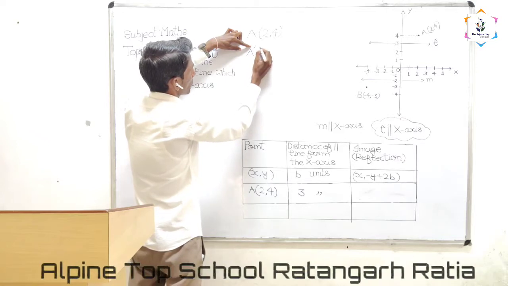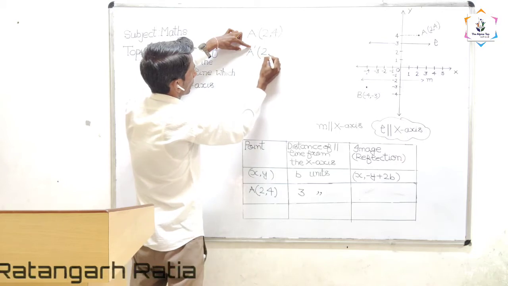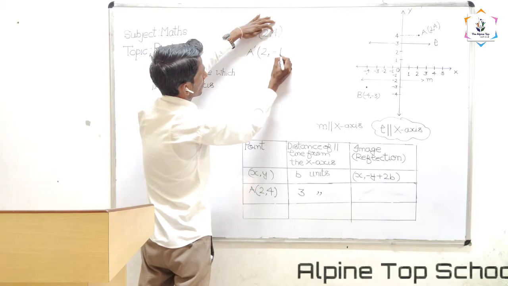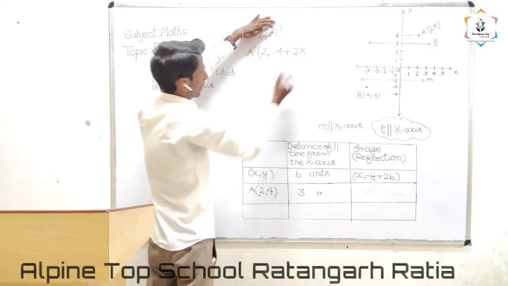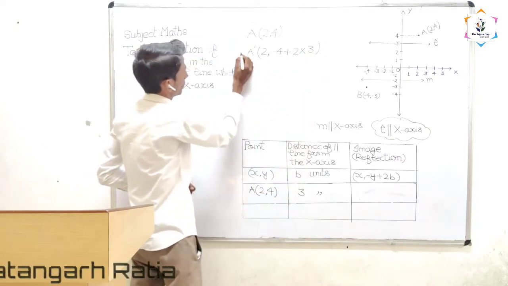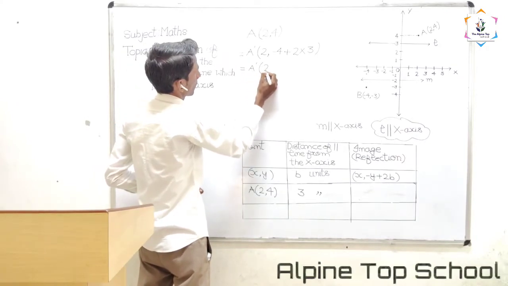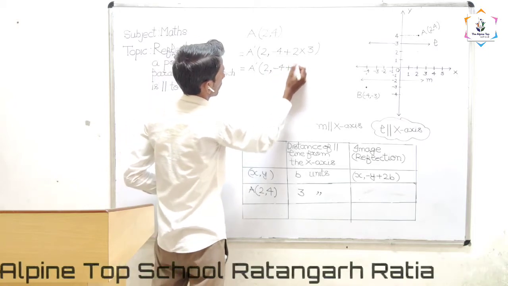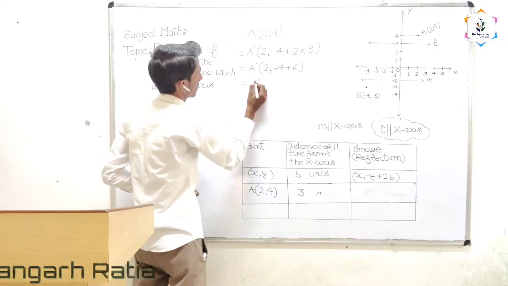Now, which type of changes do I have to do here? The abscissa I will write the same. After that, I have to multiply the ordinate by -1, so it becomes -4, plus twice the distance, which is 3 here. Now I have to do the calculation. The abscissa we write the same. -4 plus 2 times 3 is 6. A dash, which is the image of the point A.